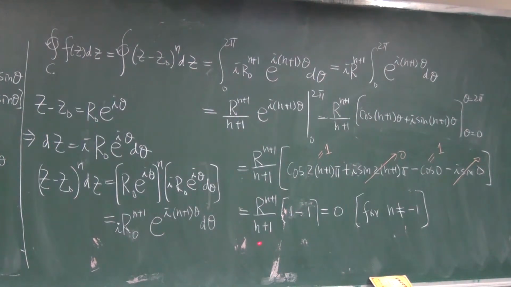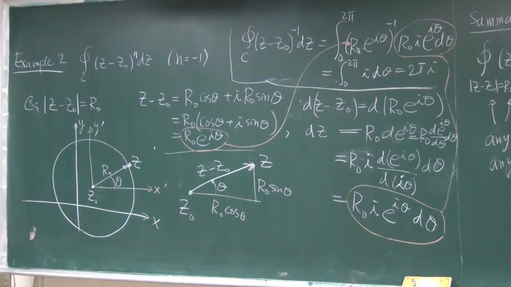So n cannot be minus 1. No, it is not permitted. N cannot be minus 1. So for n not minus 1, we get this integration 0. So we want to see what will be the value if n equals minus 1. We will do it again in the next example.